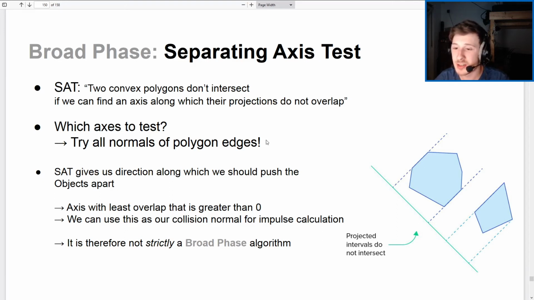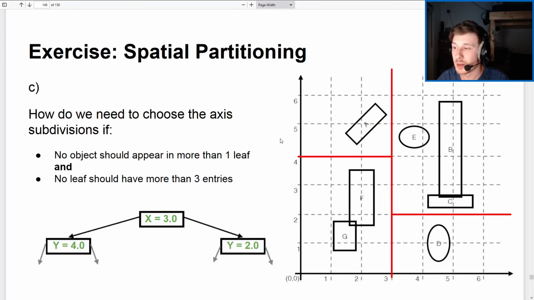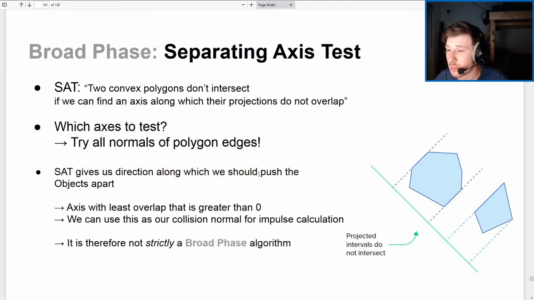And which axis do we test on? We normally try all of the normals of the polygon edges to find an axis. This is often quite a good way to test things. It is more calculation heavy, more resource heavy than, for example, a spatial partitioning test, but it's also more precise. And the SAT also gives us a direction along which we should push the objects apart. So if there's an axis with an overlap that is greater than 0, we can use this axis as our collision normal for impulse calculation. So it's not only a broad phase algorithm, but if you detect a collision here, you could also use this normal in a physics calculation to work out how the objects react after they collided.